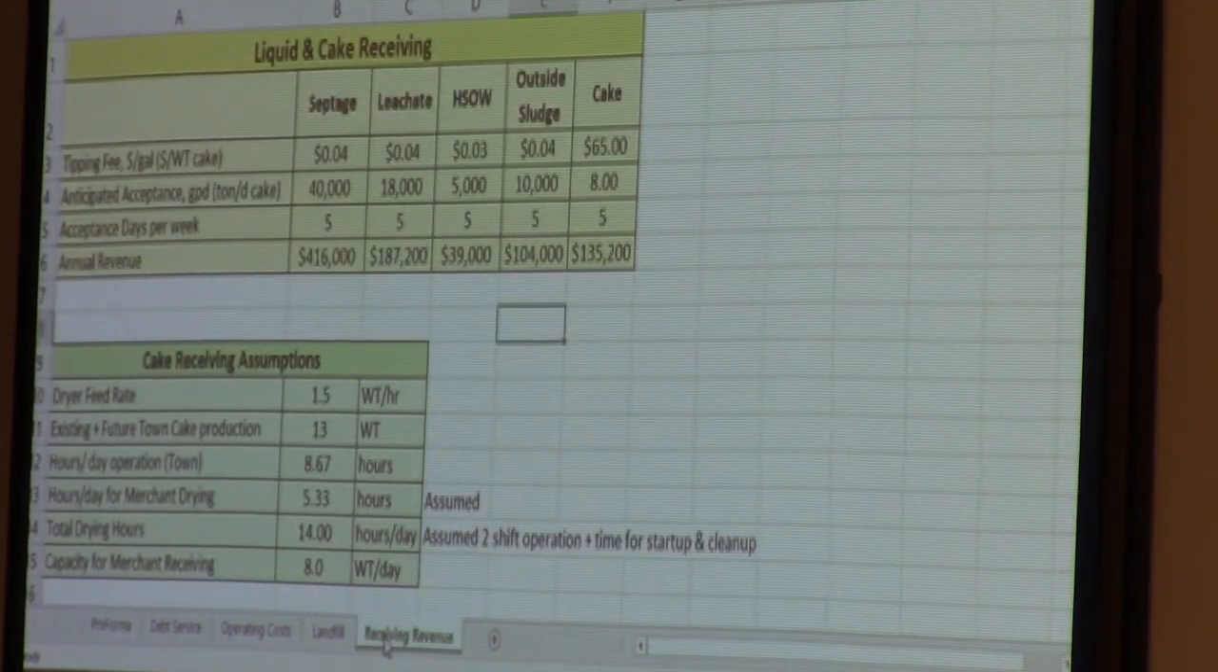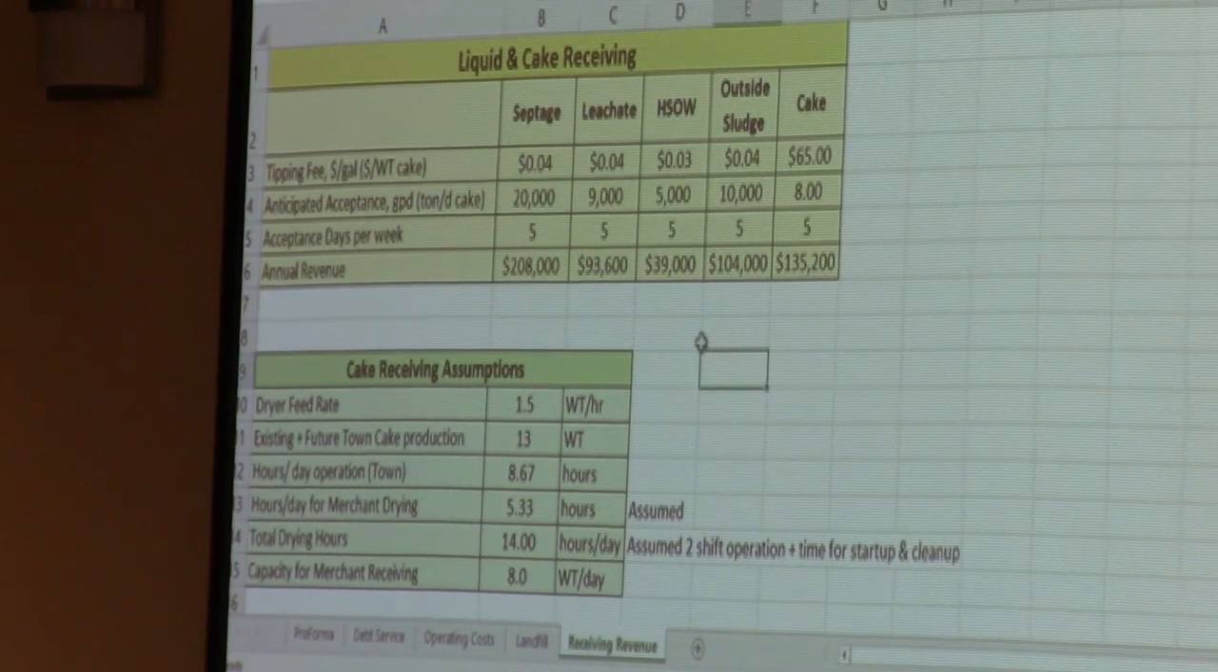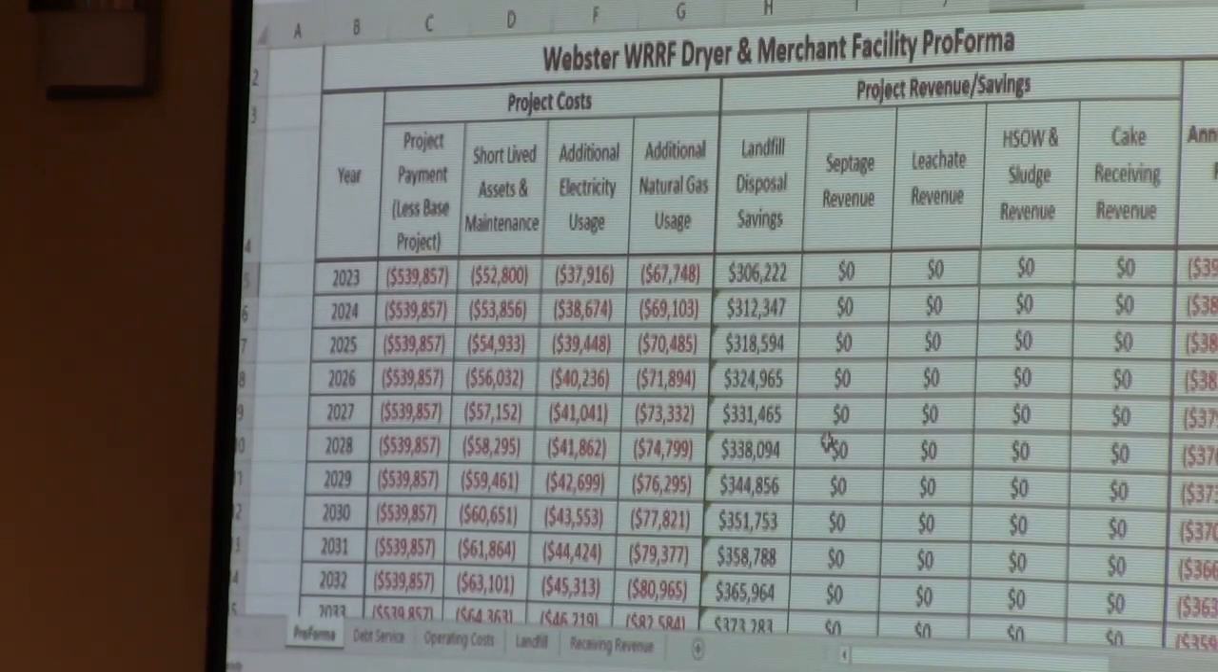My biggest question for this whole project: bottom line, say you get no septic, no leachate, none of that. All you have is our own byproduct. How much do we save with just our own byproduct, not getting anything else from any other source? 0%. And now you're behind 400,000.